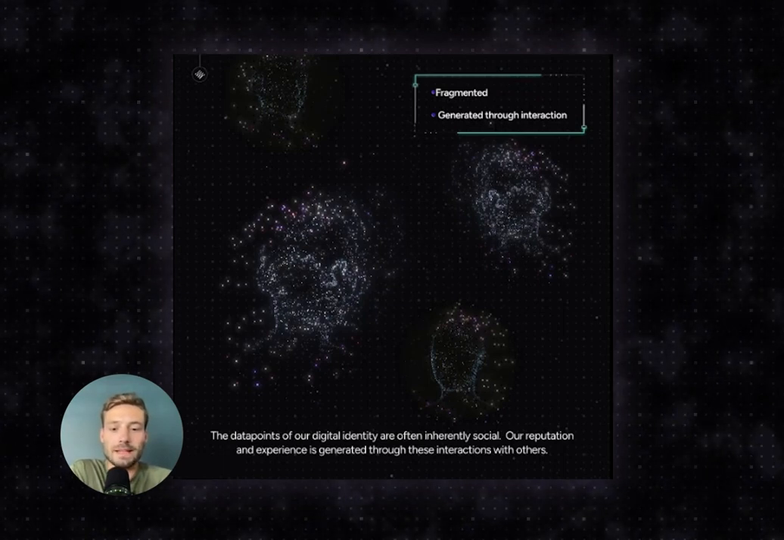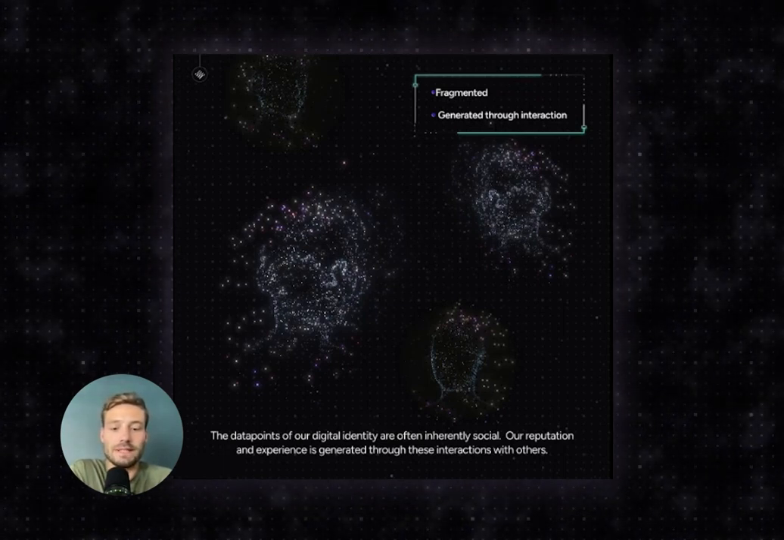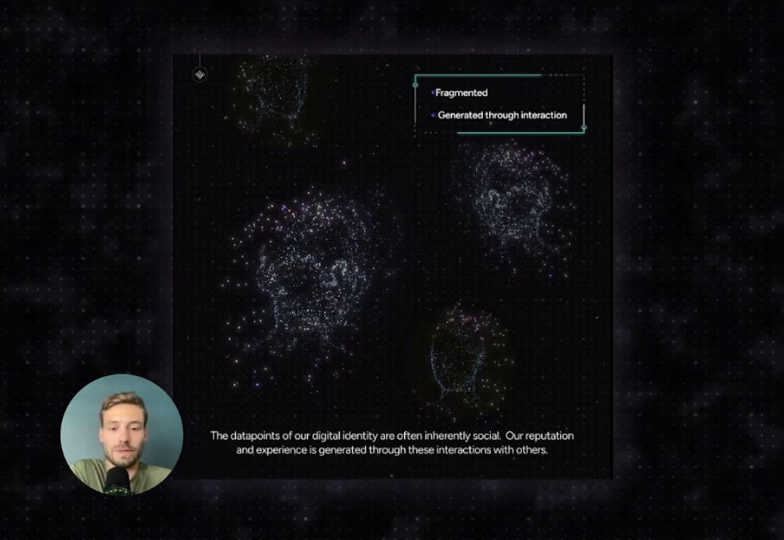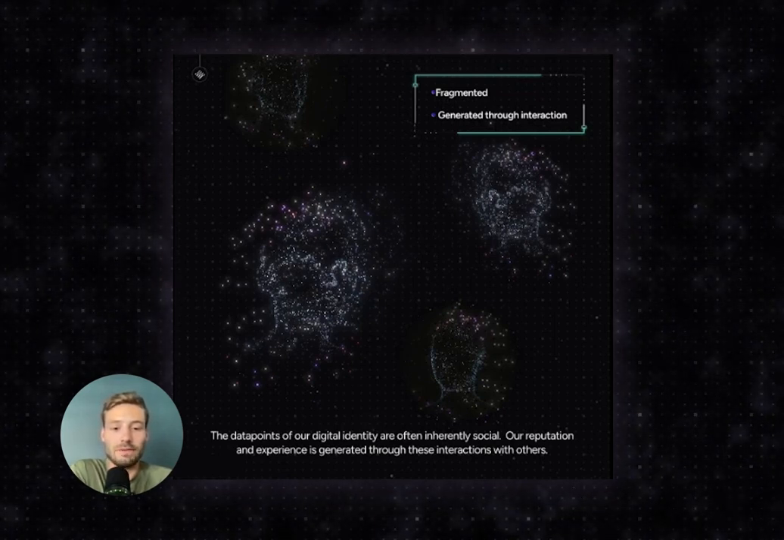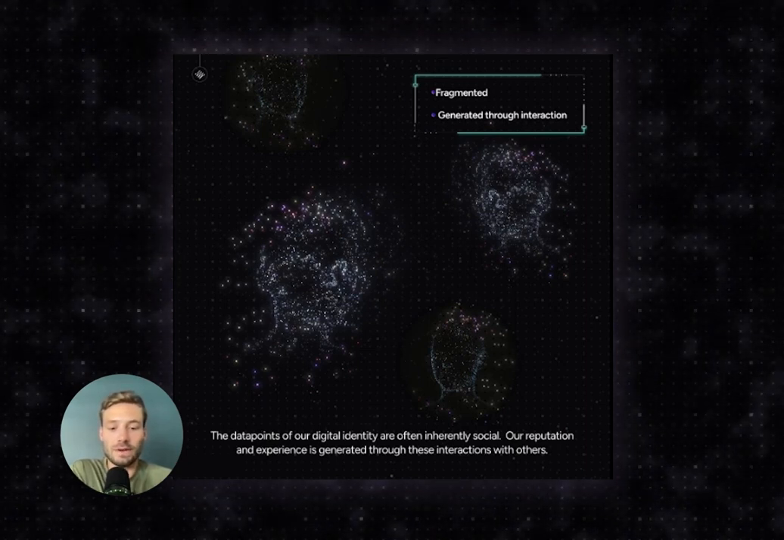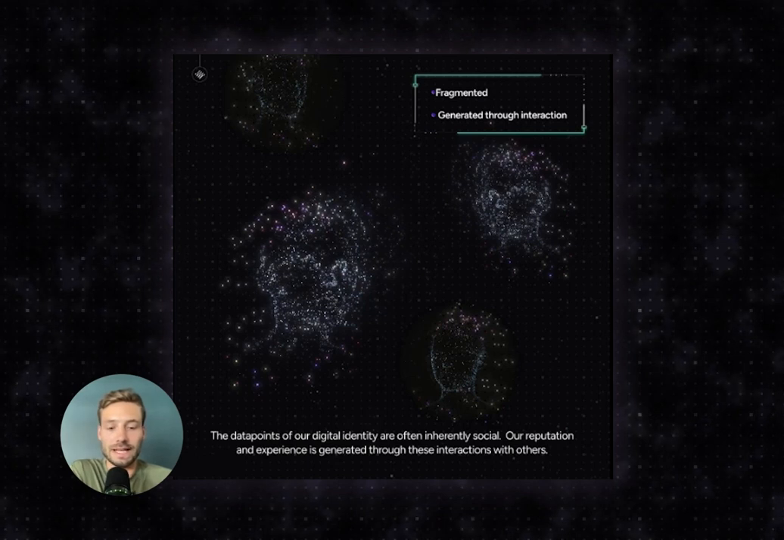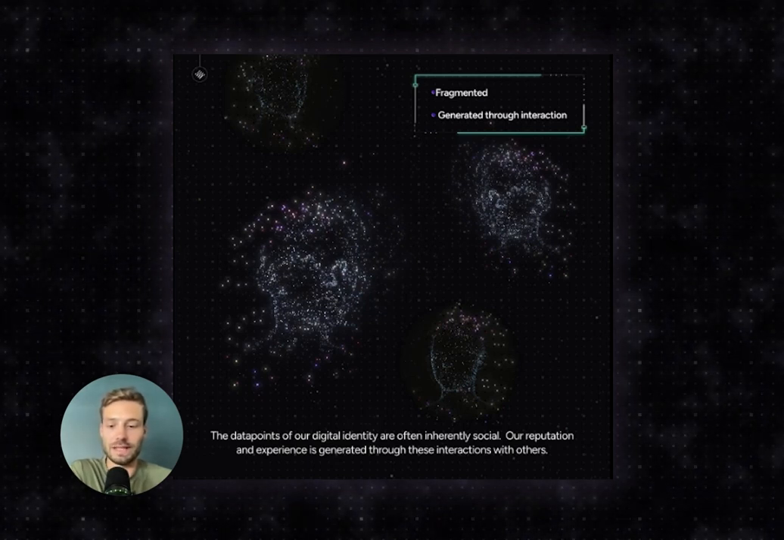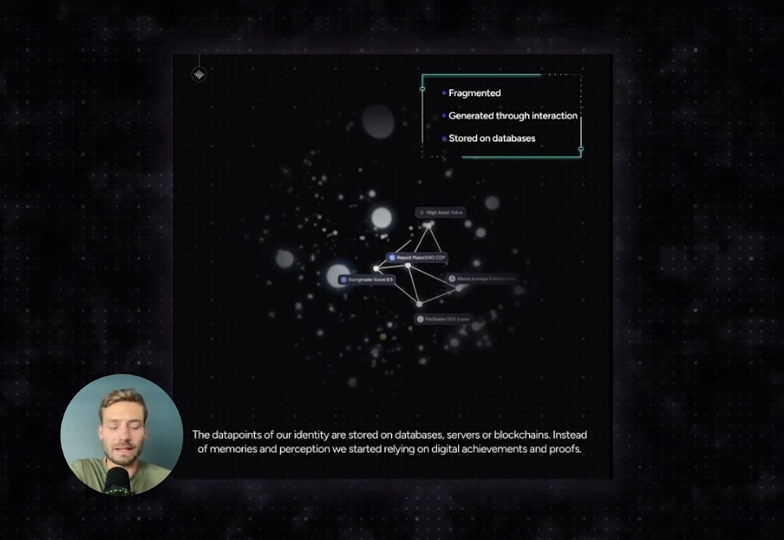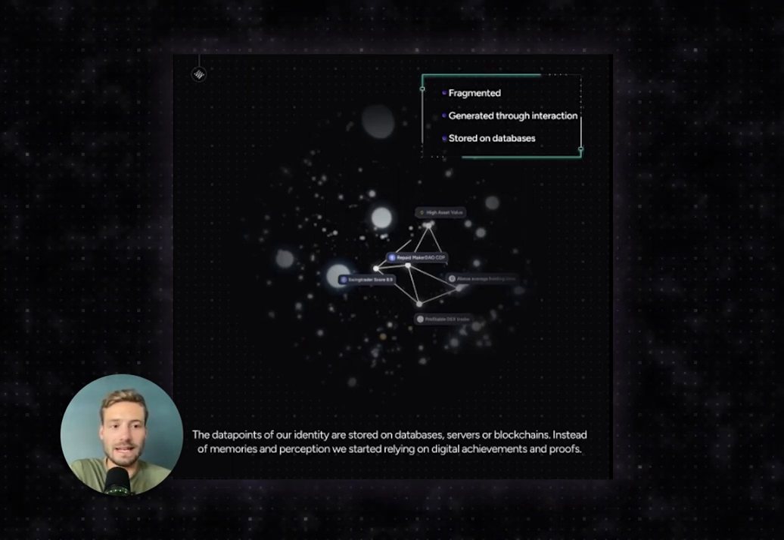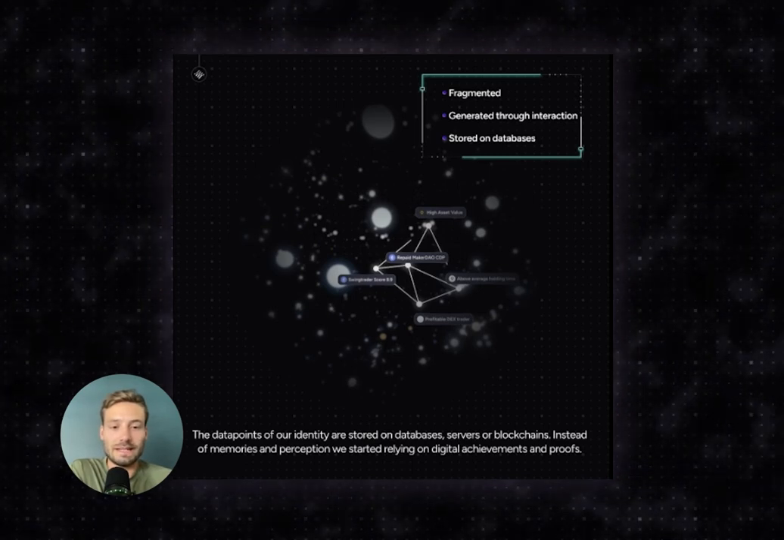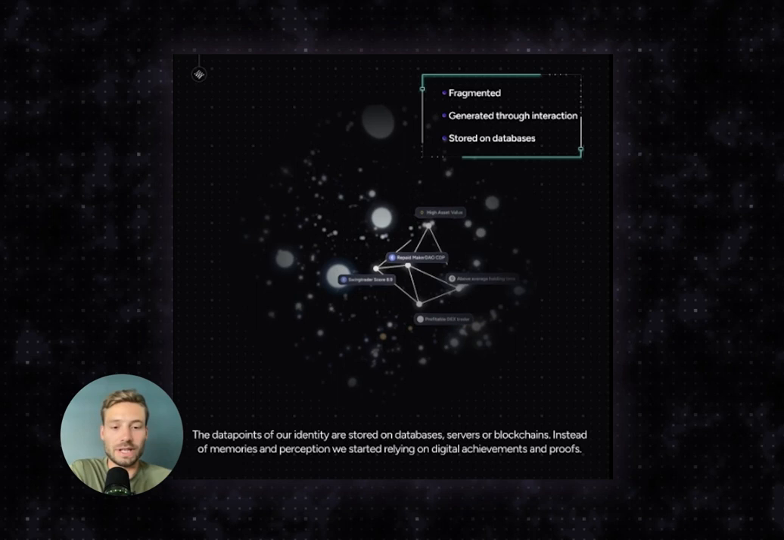Now, as I've mentioned before, all of these data points are often inherently social since we're interacting with other computers, bots, friends, persons, systems, and profiles. And all of our experience of our digital identity is generated through these interactions with others. Then another aspect of our digital identity is that it is all stored on databases or servers. Servers and databases that nowadays also become blockchains.